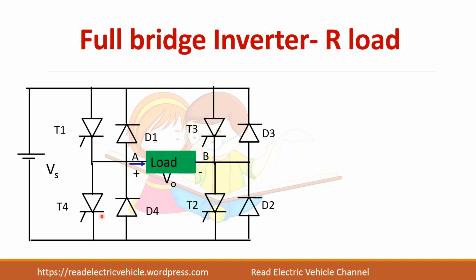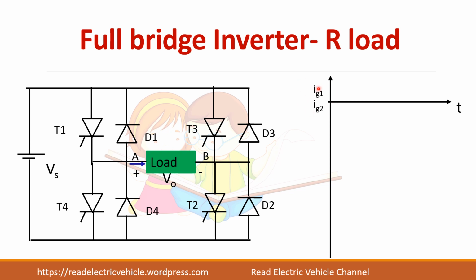It has 4 thyristors and 4 diodes. A half bridge inverter consists of only one leg, that is 2 thyristors and 2 anti-parallel diodes. Full bridge means you have 2 legs. So this is leg 1 and this is leg 2, and the load should be connected between the legs. Here thyristors are used. You can use BJT, MOSFET or IGBT, any of the devices.